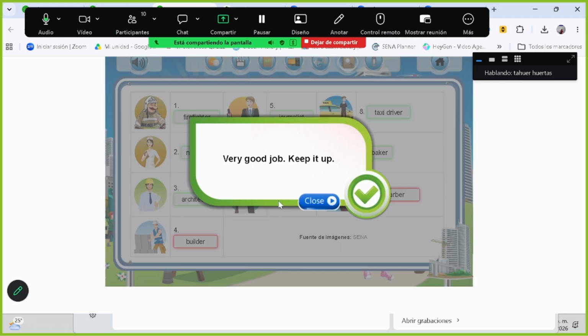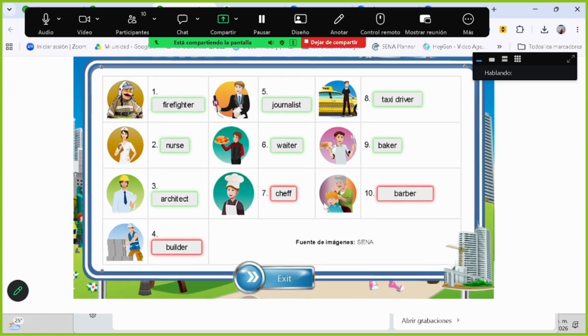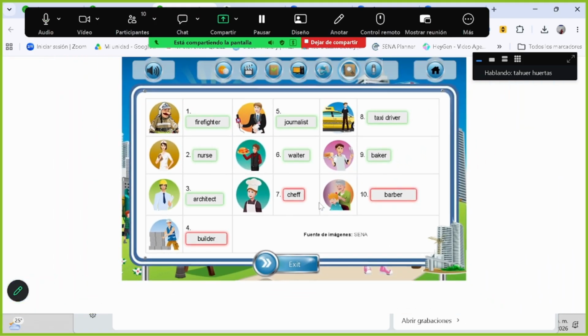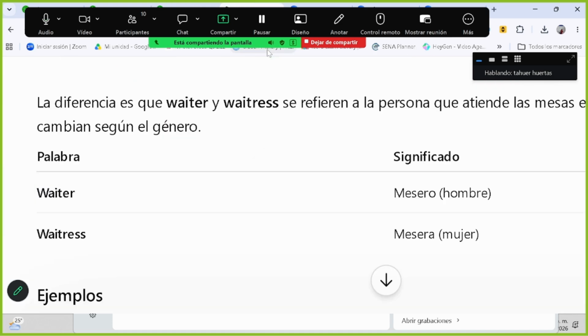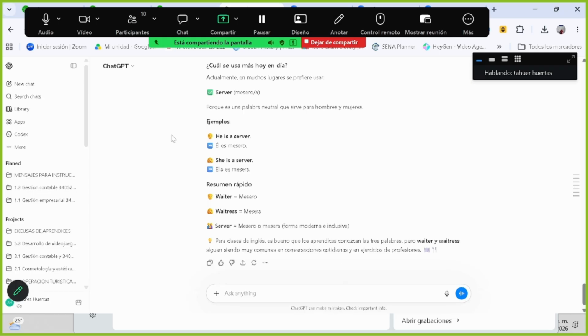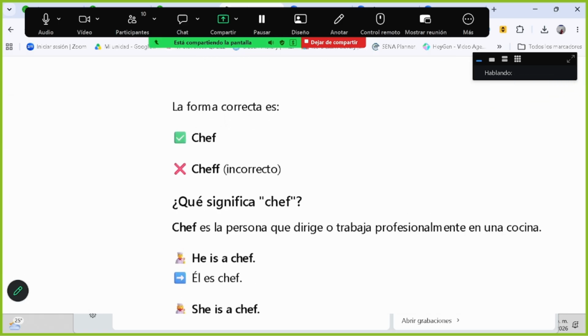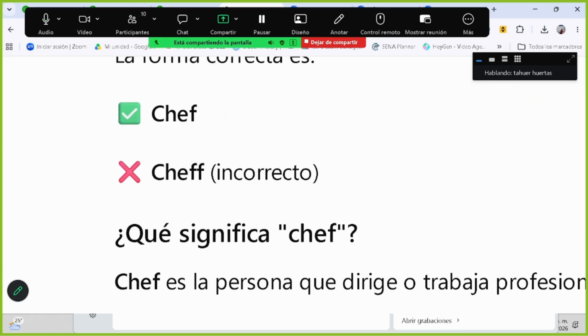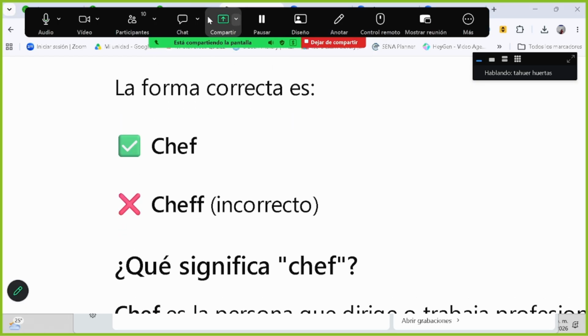Let's check. Very good job. Keep it up. I think chef is one F. Chef, like this. Chef or chef? Look, chef only has one F. All right, chef.